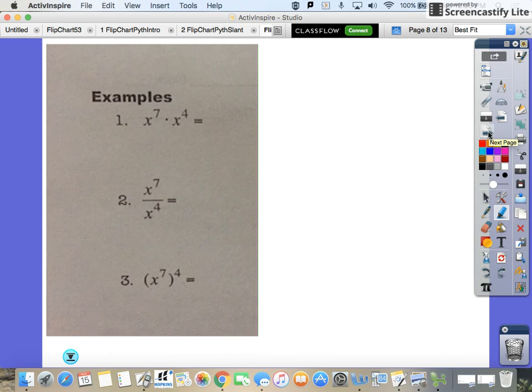A few basic ones to start with. Exercising our first rule, where if we're multiplying the same base, we add the exponents. Here we have 7 and 4. This becomes x to the 11th power. Another property we just talked about is that if you have 2 of the same base being divided, you take the numerator's power minus the denominator, so 7 minus 4.